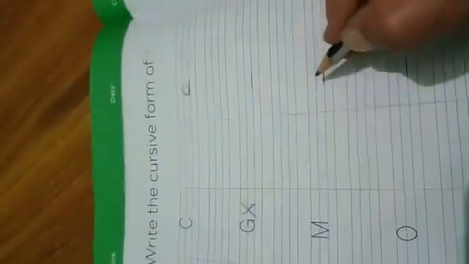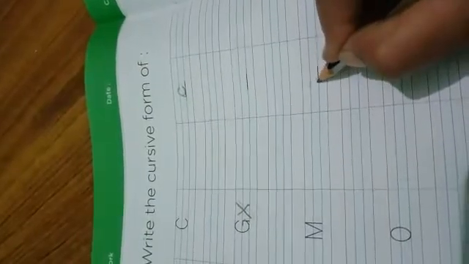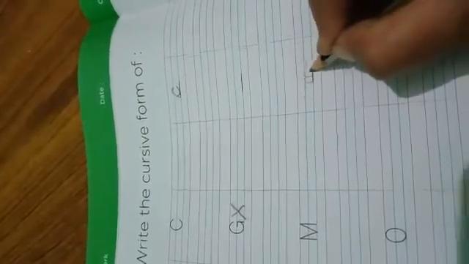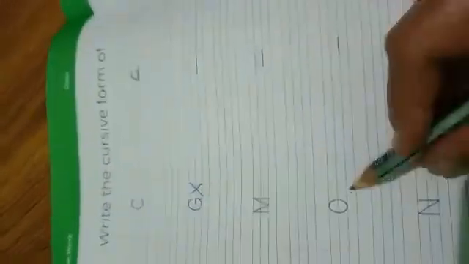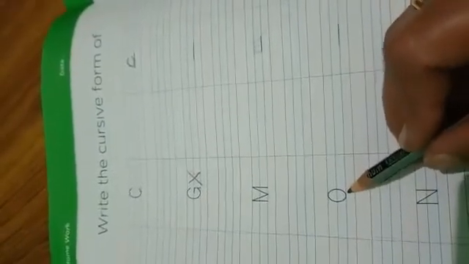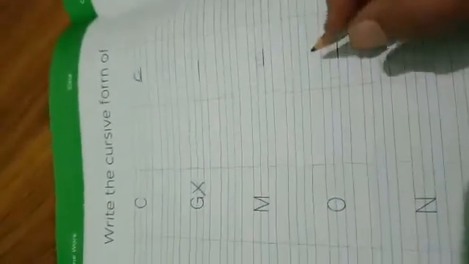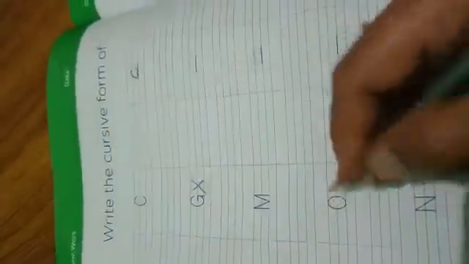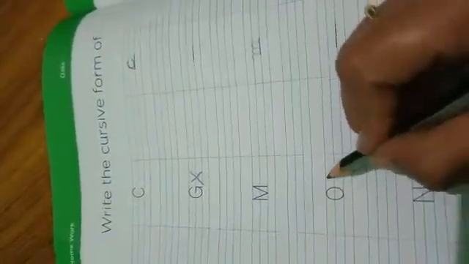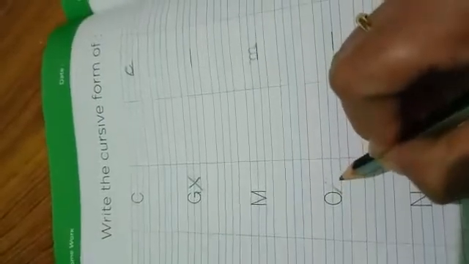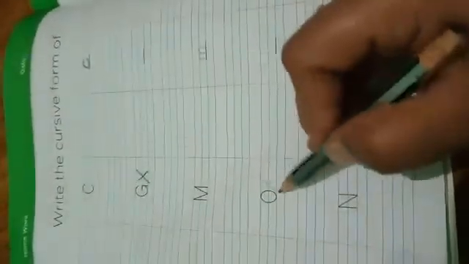In cursive form we will write M with this pattern. And this is the O. We didn't learn the O, so cross this letter also. This is not in your syllabus, so cross this letter also.